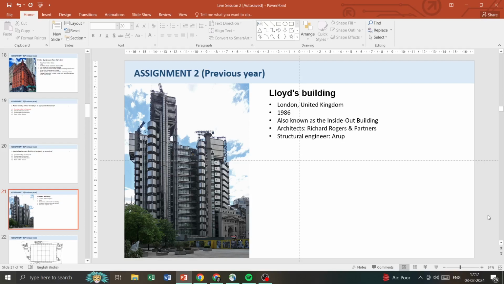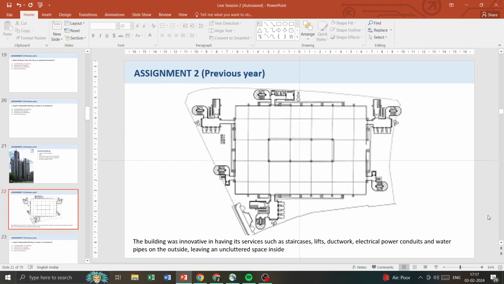It is known as Inside Out building because all the services were outside the building, all the staircase and all the services. So they had a plain square plan, plain rectangular orthogonal plan, and then they had all the services outside the building. So when you actually look at the plan, this is the plan of the building. They provided a clear space for the building, and then they provided all the staircase and the washrooms, all the services outside that. It was considered to be a very innovative building because its services such as staircases, lifts, ductwork, electrical power and conduits and water pipes were all on the outside, and that left a really uncluttered space inside.